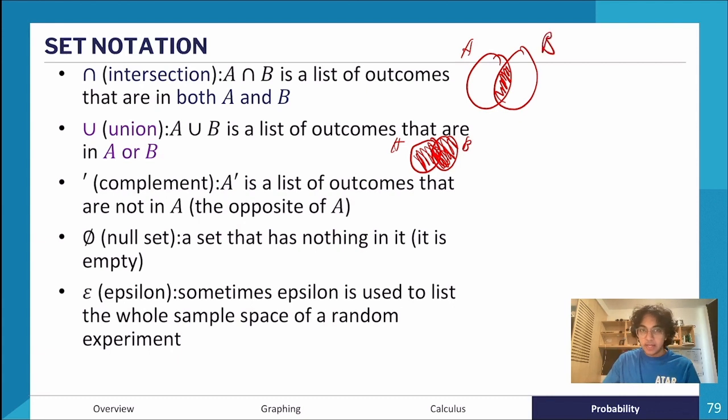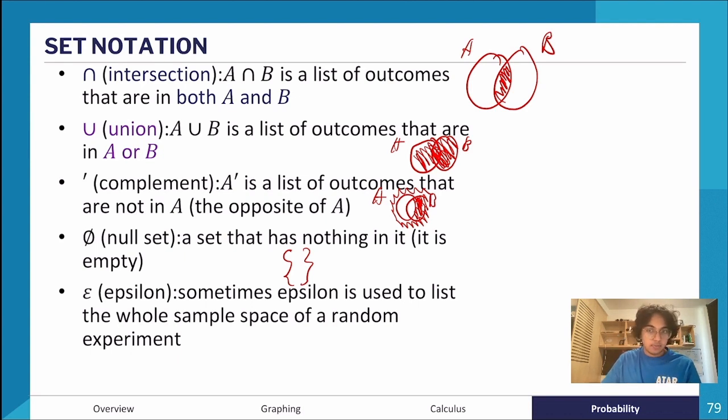The complement of A are the outcomes that aren't in A. So if I have A on the left here, the complement of A is B and everything around A, as long as it's not touching A. A null set, or a 0 with a dash through it, is a set that is empty. So that would just look like this. Kind of sad, nothing in it. And epsilon is just used to list the whole sample space of a random experiment.